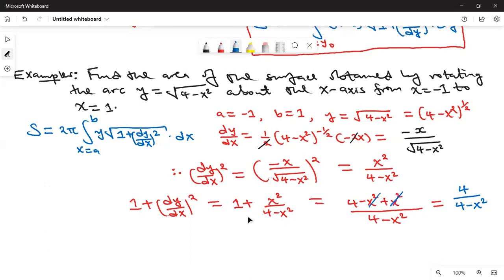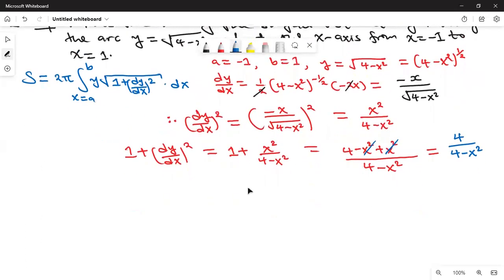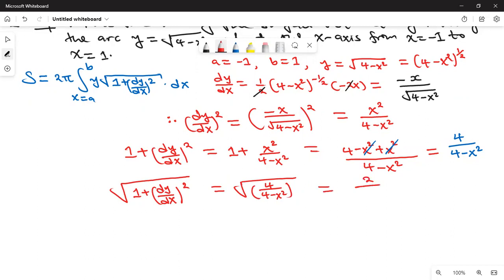Now we need to get the square root of what we have found. Hence, the square root of 1 plus dy over dx squared is the square root of the answer that we have found, that is root 4 over 4 minus x squared, the square root of everything. And that will give us 2 over root 4 minus x squared.